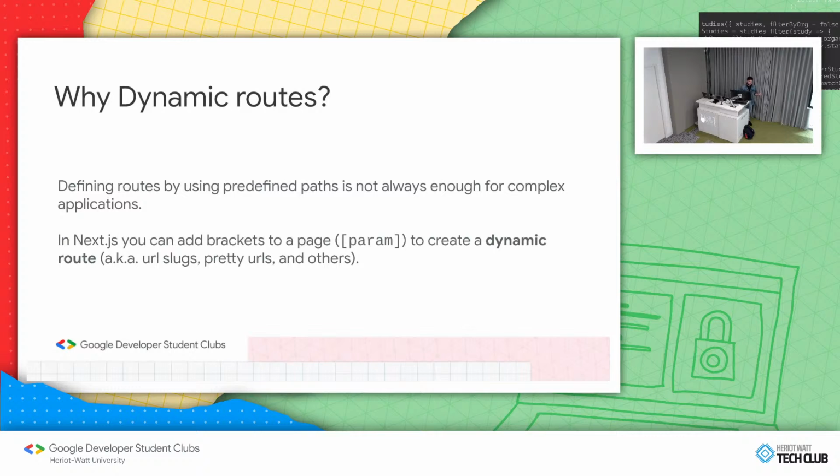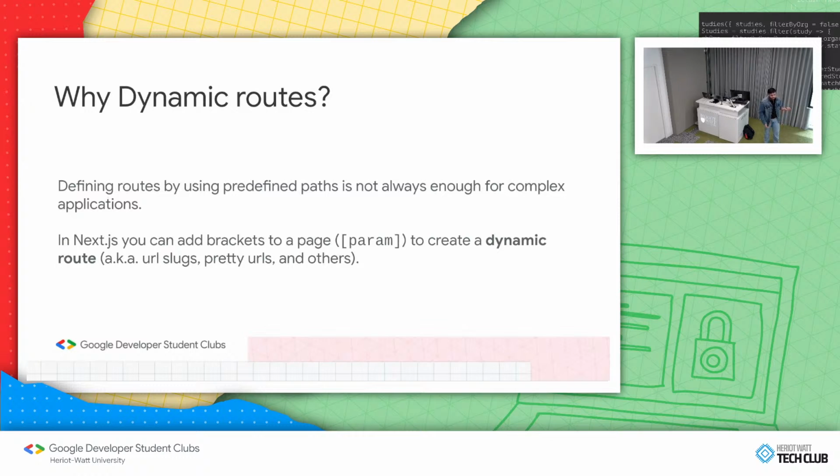So now, why dynamic routes? Defining routes by using predefined paths is not always enough. For some complex interactions, like if you have a social media app, for example, if some user posts something, you can't predict that they're going to post something at a particular URL, or you can't predict if they're going to give a particular title to their post. So for that reason, we need dynamic routes so that we can pattern match and render out URLs that we are not sure if a user can visit or not.